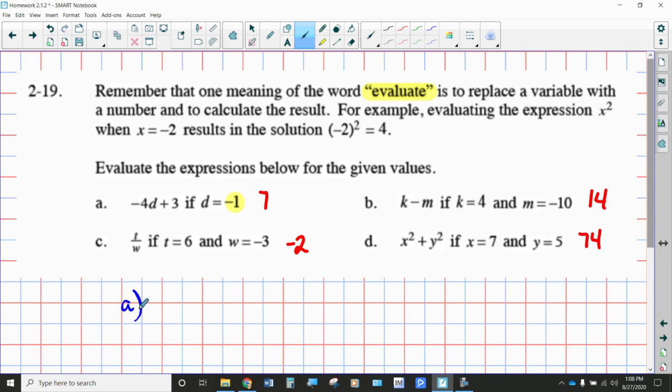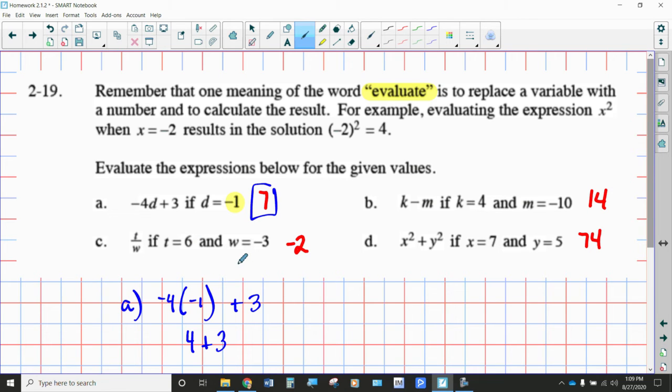But for A, you would take -4 times -1. And I like to, whenever I evaluate an expression, wherever the variable used to be, I like to put parentheses there and put the value of that variable inside the parentheses. So now order of operations, take care of this multiplication first, then you add at the end, and that's how our answer is 7.